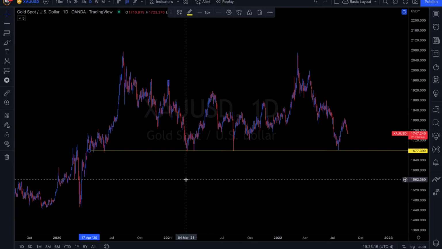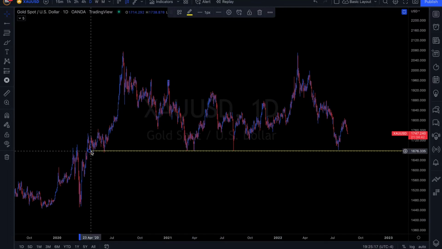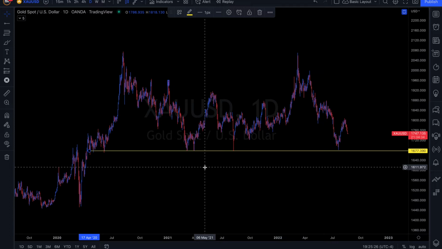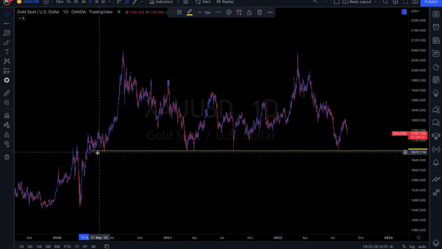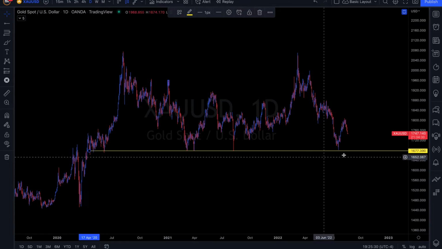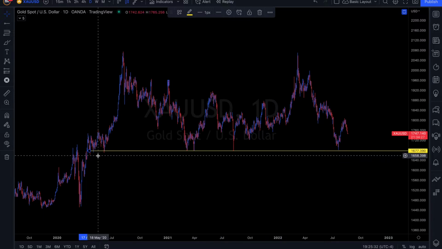So why is this area a major point for me? Because you could see going back to April of 2020, we've hit it several times, like on the same spot. All right, so what does that tell me?